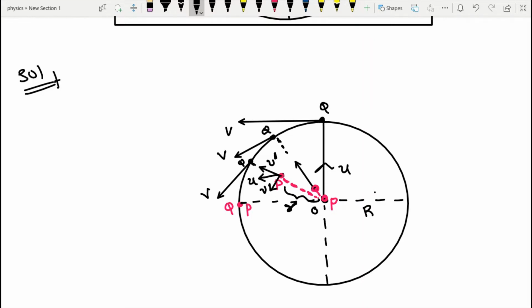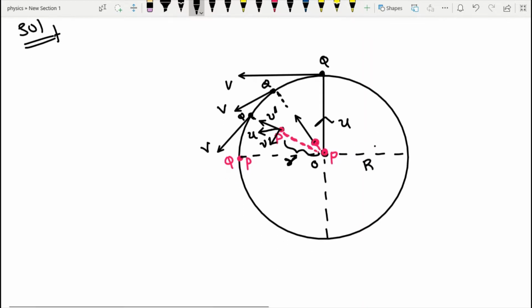So the particle P chases the particle Q, and it always remains collinear with the center. So this condition is given in the problem. And what is given? The particle P always moves with a constant speed u, and it has two velocity components. You can see the particle P has two velocity components.